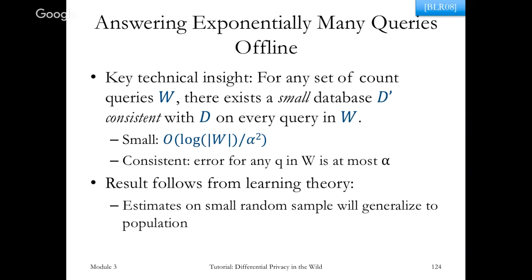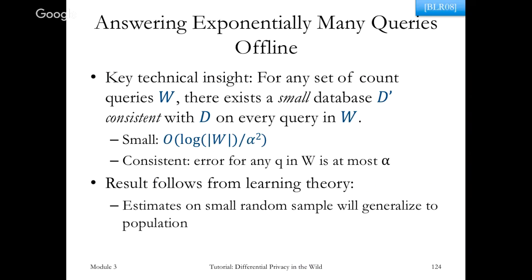There's a positive theoretical result that says you can actually answer exponentially many queries in an offline setting. I'll skip over the details, but the key technical insight is that for any set of counting queries W that you want to ask about, there exists a small database D prime that's consistent with your original database for every query in this workload. By small, I mean the size of that synthetic database is logarithmic in the number of queries you want to ask. Alpha here is your error tolerance. By consistent, I mean that the error for any query in the workload is at most this alpha term.